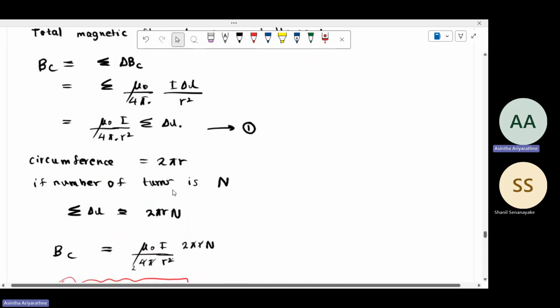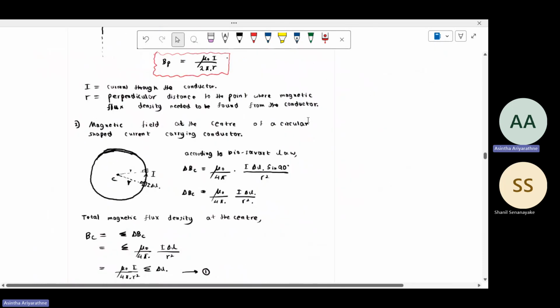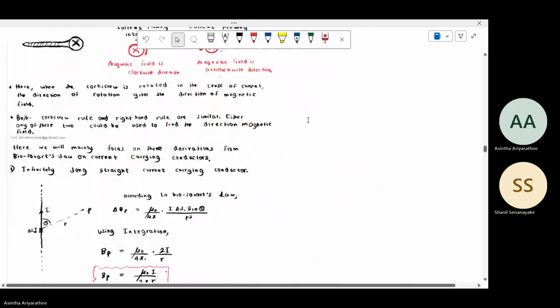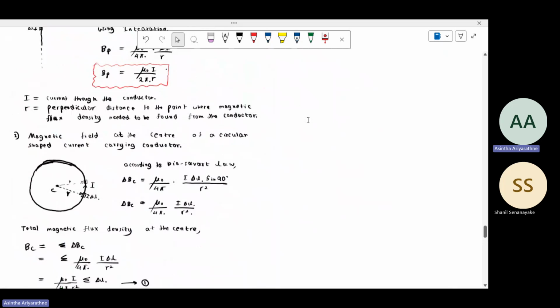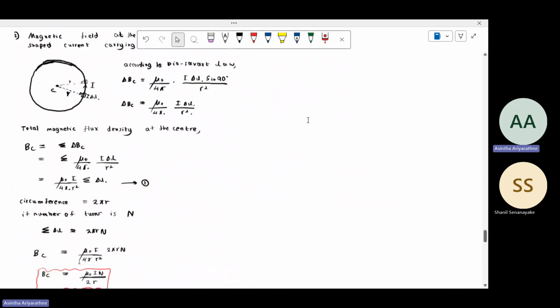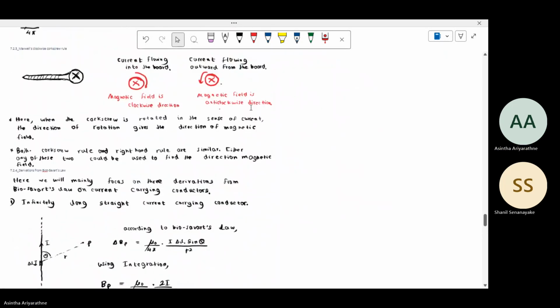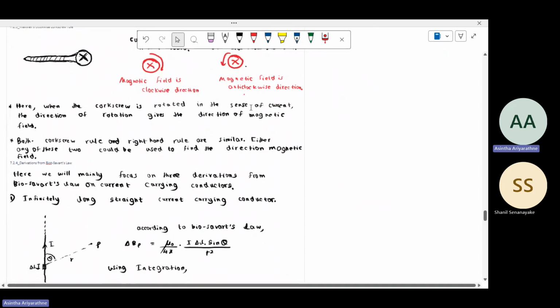Right. So you have to take this down. Biot-Savart law as well as this corkscrew rule. Right. So quickly write this down.